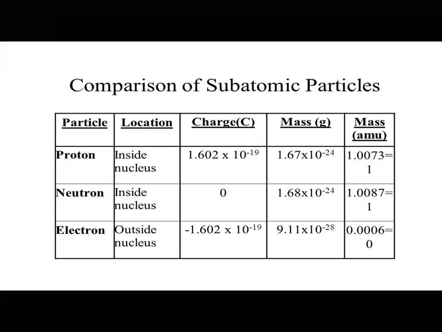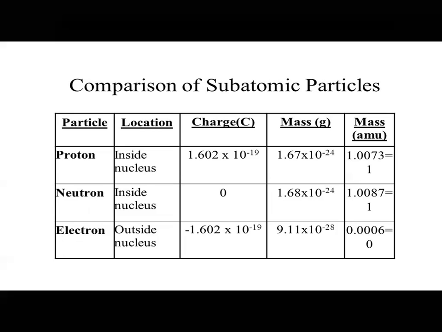Location we know now. In those days, location was not fixed. Today, with all the different theories, we get to know that protons and neutrons are present in the nucleus of an atom. Electrons are present outside the nucleus, right? What is the charge? Charge on proton is plus 1.602 into 10 raised to minus 19 coulombs. What is the mass of proton? 1.67 into 10 raised to minus 24 grams. For kg, you can take minus 27. So if you take atomic mass unit, it is almost 1.